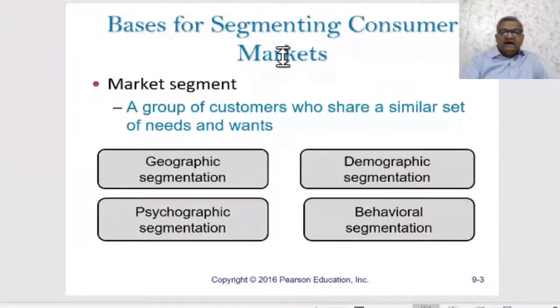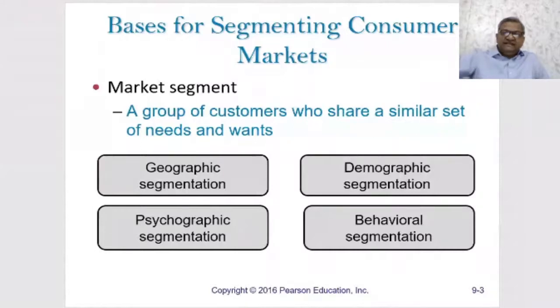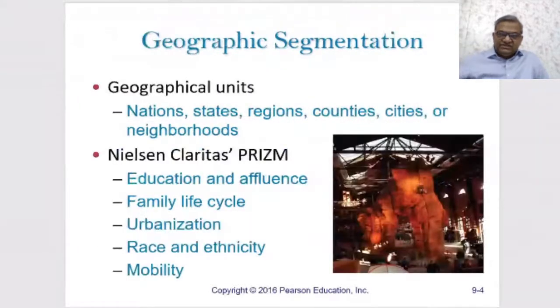So basis for consumer segmentation, as I said, the market segment happens to be a group of consumers who basically share a similar set of needs and wants. And this could be on the basis of geographic segmentation, demographic, psychographic, or behavioral segmentation. Okay, so let us exactly see what we mean by these different types of segmentation.